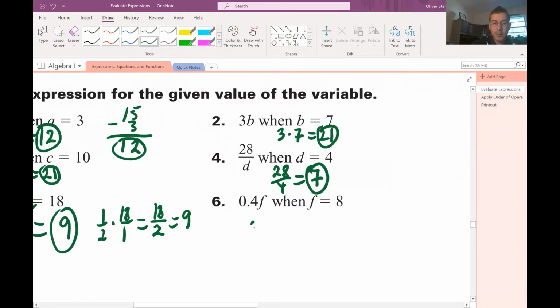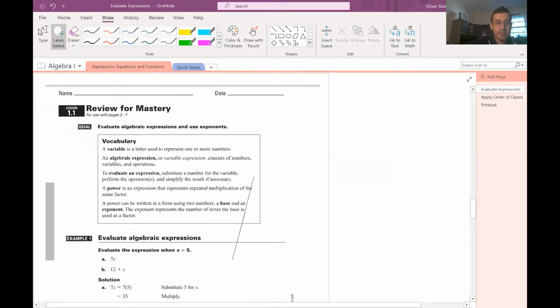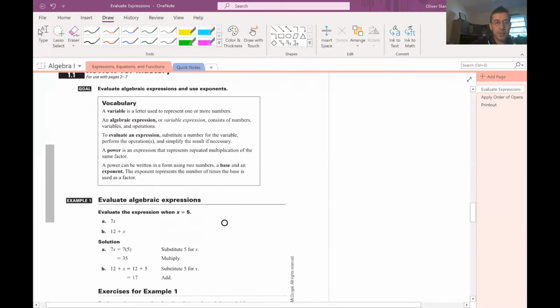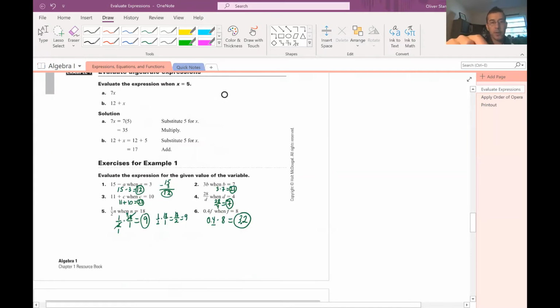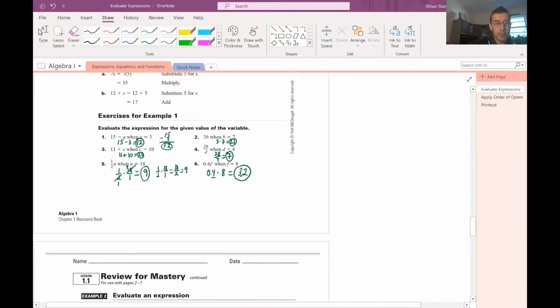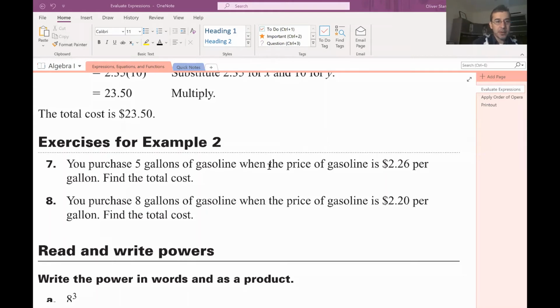Number 6, 0.4 times f, where f is 8. So 4 times 8 is 32. And then there is 1 decimal point here. So the answer is 3.2. Okay, that's number 6. And this is again lesson 1.1, a review for mastery. This is going to be the last video for section 1.1. There are a few more problems here, so let me scroll down. All right, next is number 7.